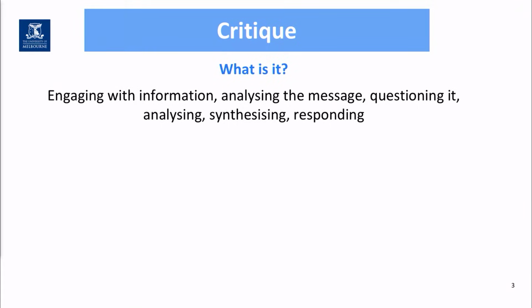There are three important elements to academic writing: critique, interpretation, and cohesion. We'll look at each of these in turn. First, critique. What is it? Engaging with information. It's about analysing the message, questioning it, synthesising, responding.